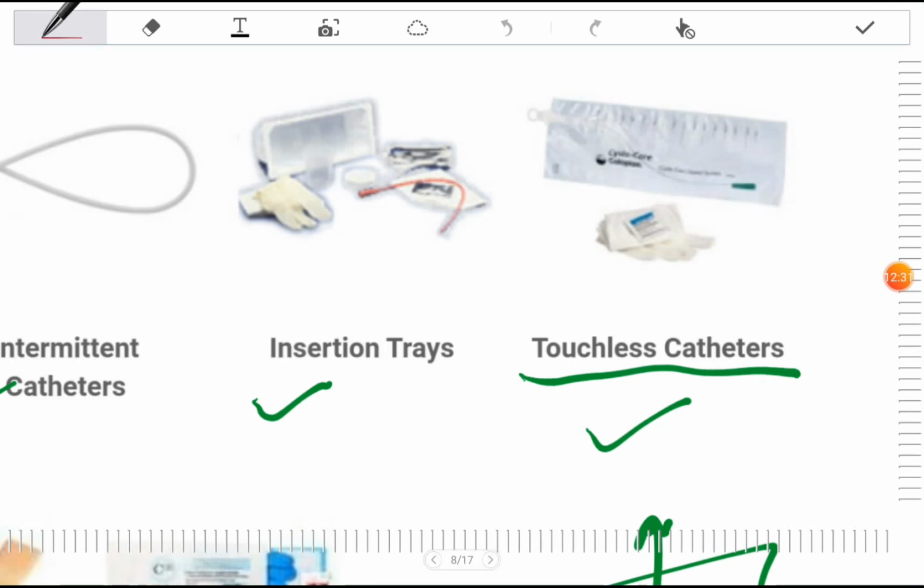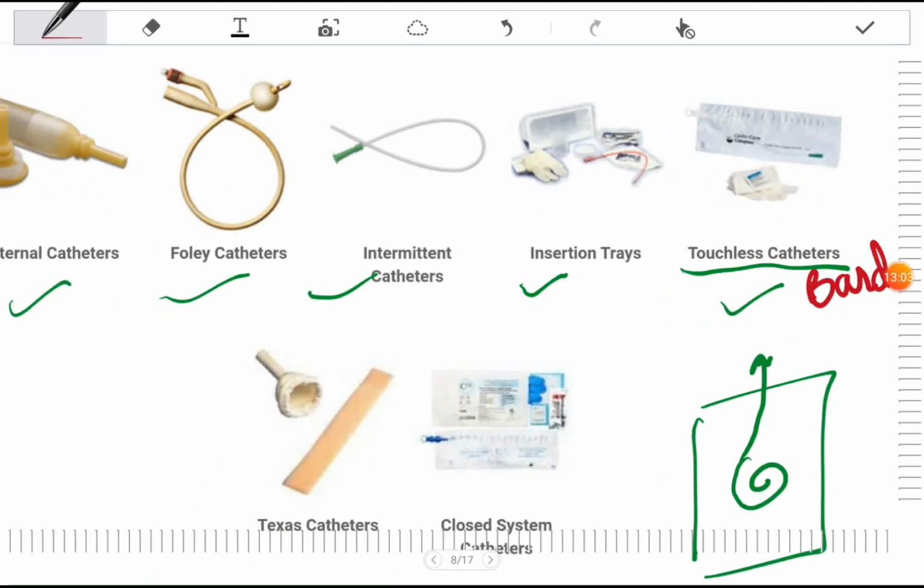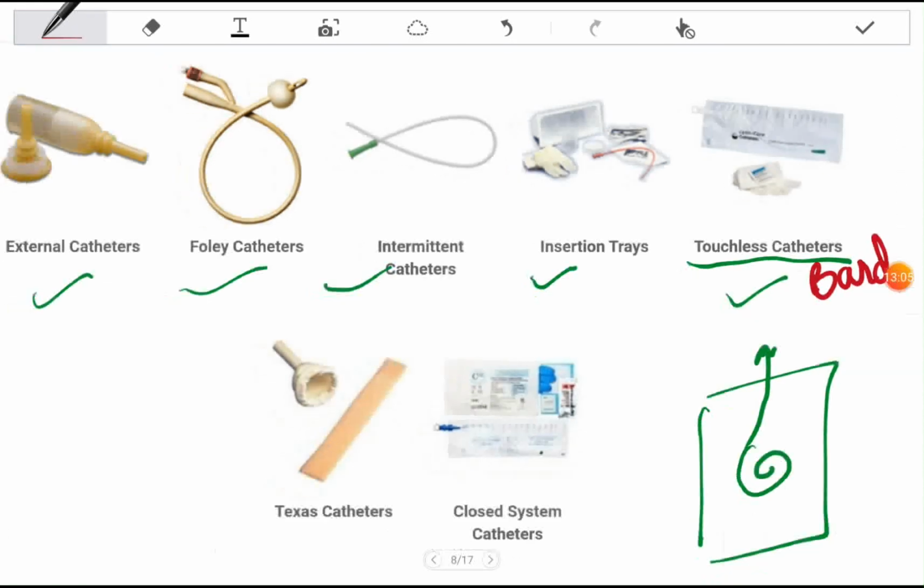Then are the touchless catheters. The touchless catheter is the name given to closed system catheters for self catheterization. Meaning patients who are at home or have been discharged but need a catheter at times, these can be inserted into the meatus by the patient themselves, and the retained urine can be let out through the outlet.